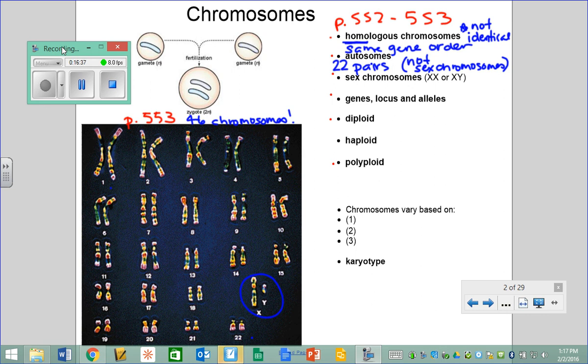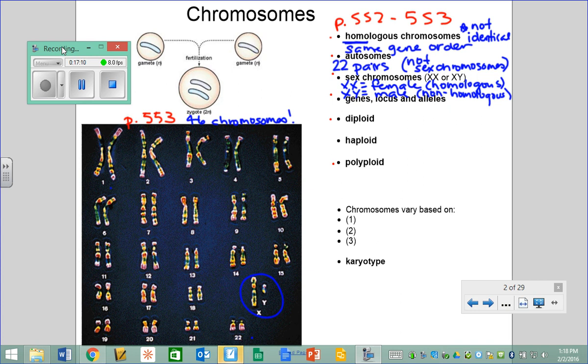Your sex chromosomes differ depending if you're male or female. If you are a female, you will have 2 X chromosomes, and these 2 chromosomes will be homologous. If you have an X and a Y, you are a male, and your chromosomes are non-homologous. So you have 22 pairs of autosomes. They are all homologous pairs.